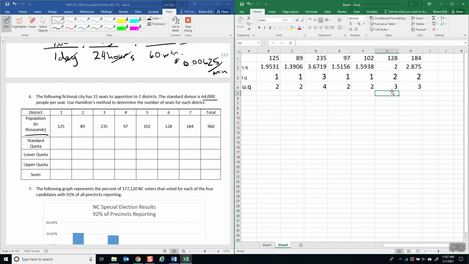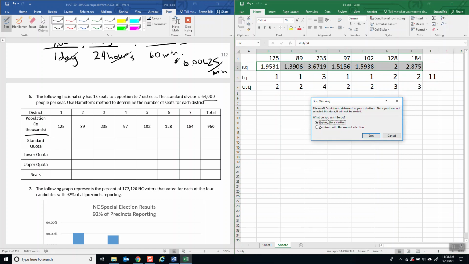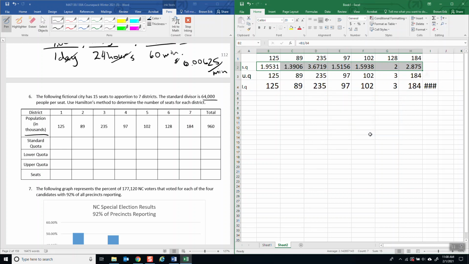Okay, so Hamilton's method, recall, says add up the lower quotas. So here I'm going to calculate the sum. I'm just doing equal and sum, and I'm adding up all of these lower quotas. We need it to equal 15. Oops, it's not 15. So we have 4 seats to give, and the way we do that is by giving it to these fractional parts in descending order. So I'm going to sort these, and the top ribbon here is sort from largest to smallest, and I am going to expand the selection.